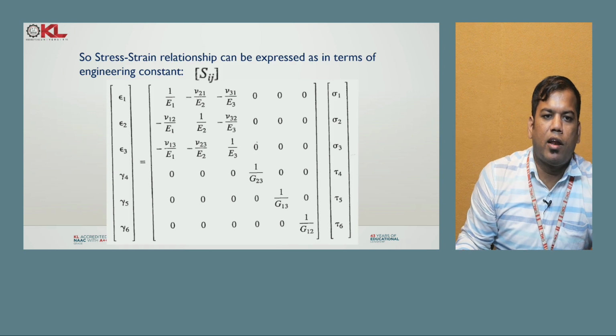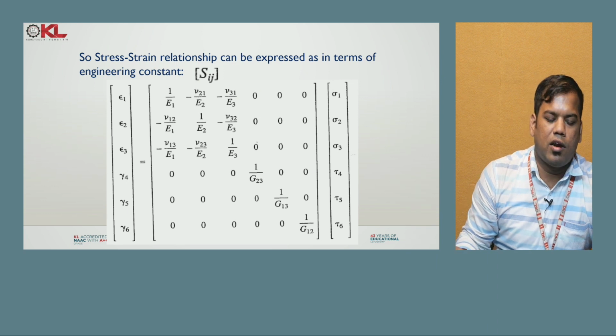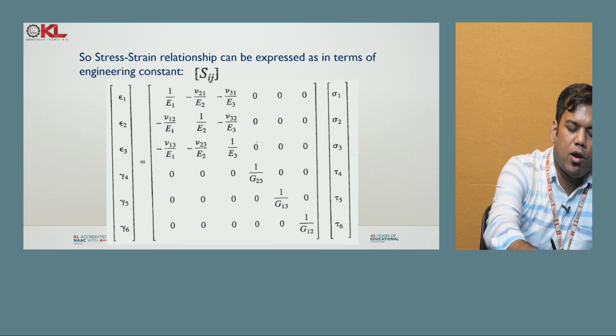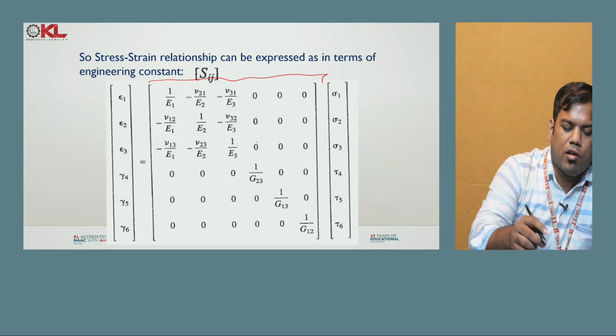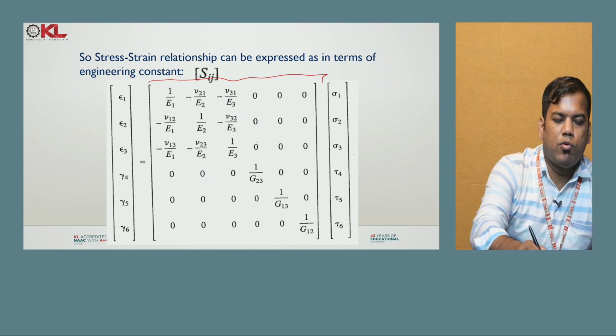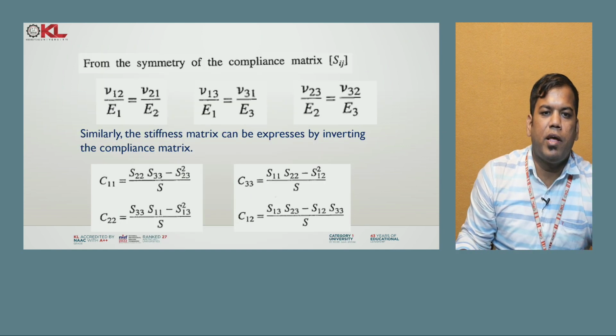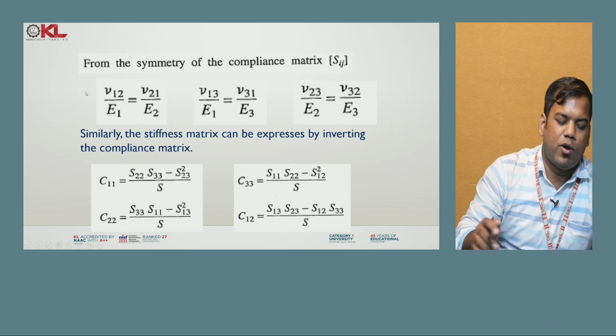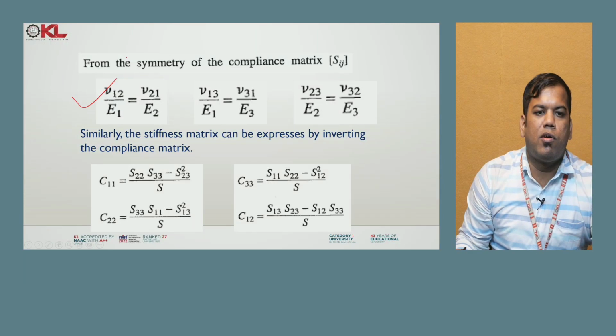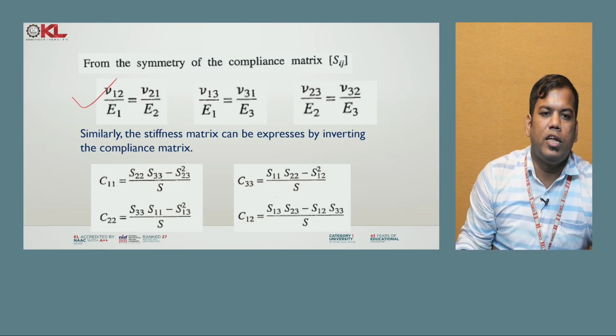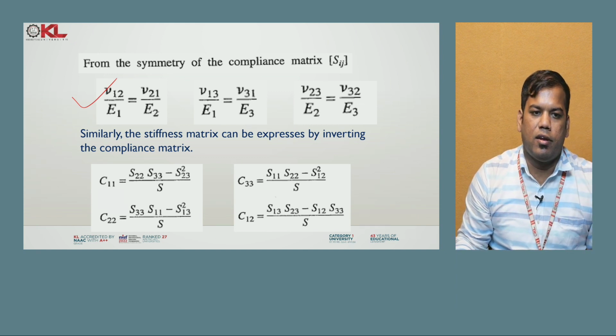Now finally, we can express this relationship in terms of engineering constants. So epsilon 1, epsilon 2 will be equal to this compliance matrix: 1 by E1, minus nu 21 by E2, minus nu 31 by E3. Now, for the symmetry of the compliance matrix, nu 12 by E1 equals nu 21 by E2, or nu 13 by E1 equals nu 31 by E3, or nu 23 by E2 equals nu 32 by E3.